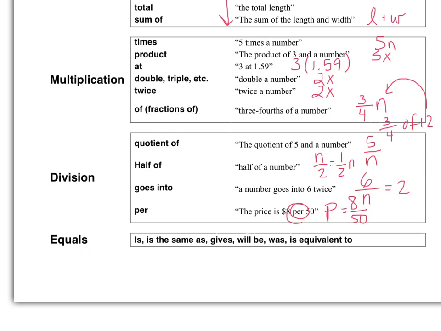Your equals sign is going to be the word is, the same as, gives, will be, was, is equivalent to. These are all appropriate. Okay, a little more vocabulary on the next page, mostly review.